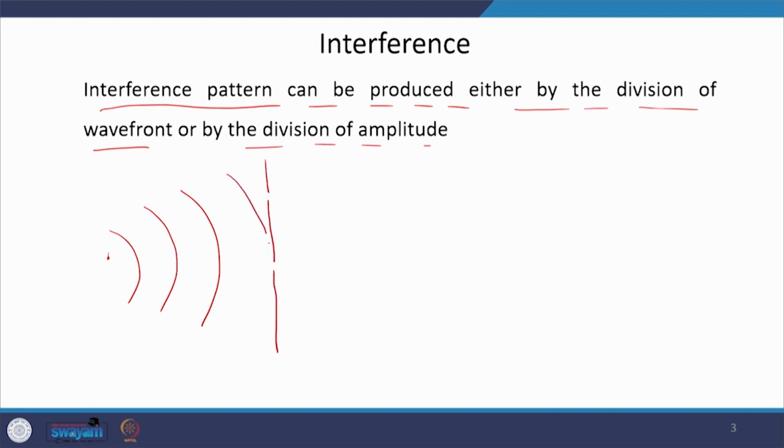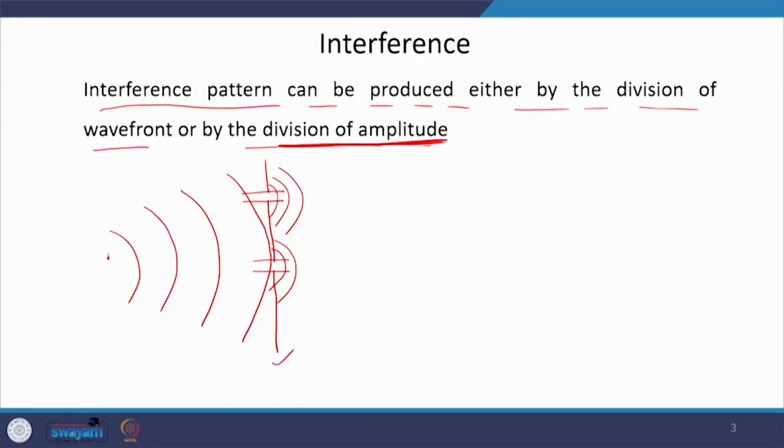Then what will happen? This wavefront will fall on these slits, and a part of this wavefront will pass through the first slit and a part will pass through the second slit, and then from these slits new spherical wavefronts would be generated, and then they will propagate and interfere to produce interference fringes. This typical example is seen in Young's double slit experiment.